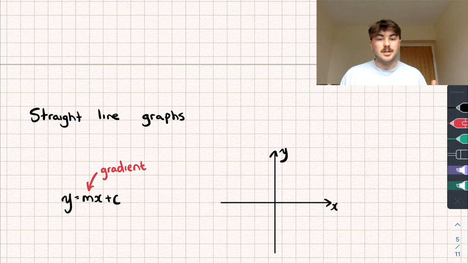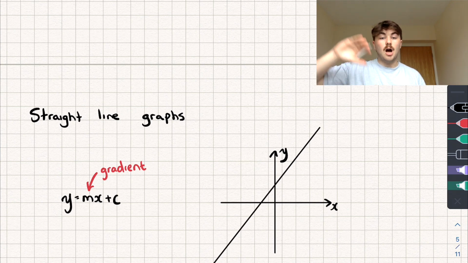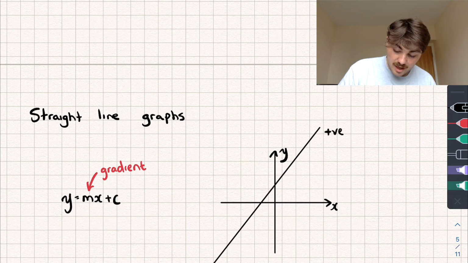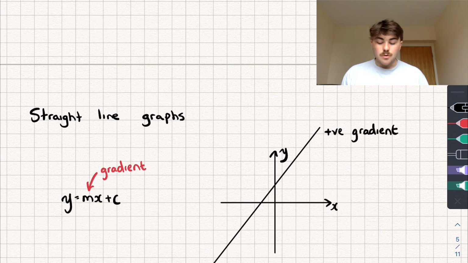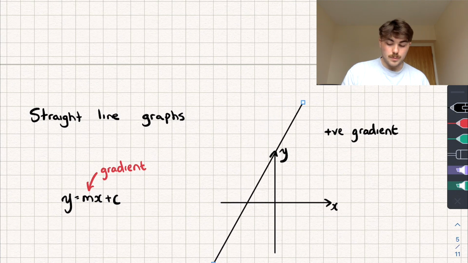But first let's see what it means graphically. So say we have a positive gradient, and by that I mean the value of m is a positive number. Then when we plot our straight line or sketch it, it's going to be a line that looks like this. Okay, it's going to be uphill, and that means we have a positive gradient. Okay, and so the greater that positive value, the steeper our slope is going to be.